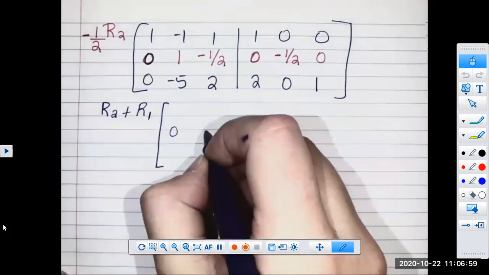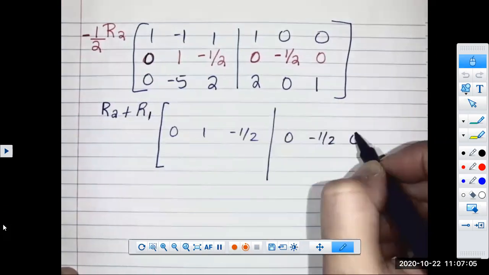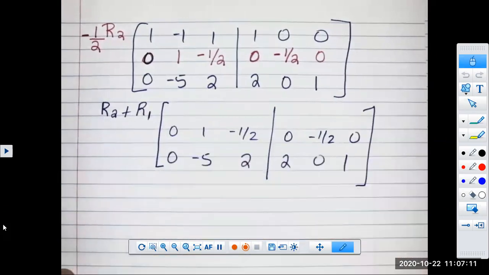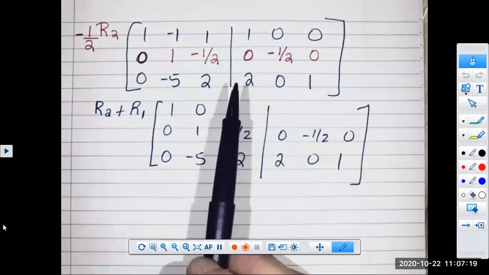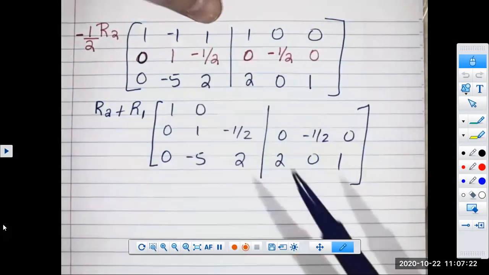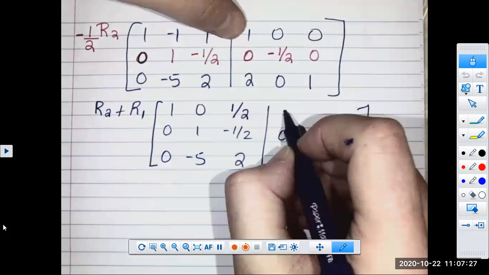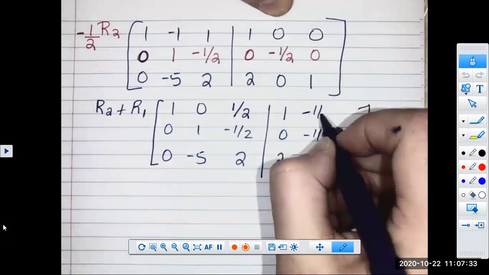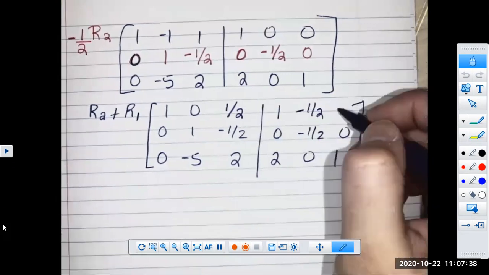So row 1 stays. Row 2 stays. And row 3. It's a lot of work. So 1, 0, and then I'm going to add all of this, so negative 1/2 plus 1 will give me a positive 1/2. 0 plus 1 stays 1. Negative 1/2 plus 0 will give me a negative 1/2 here. And then 0, 0 will stay 0.